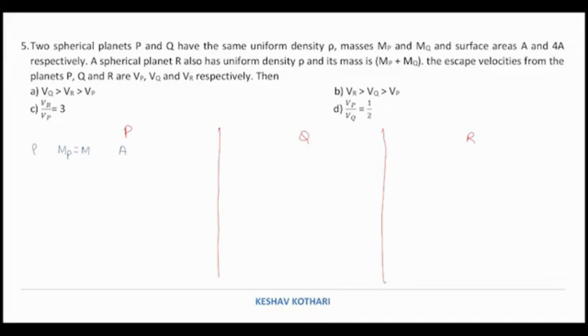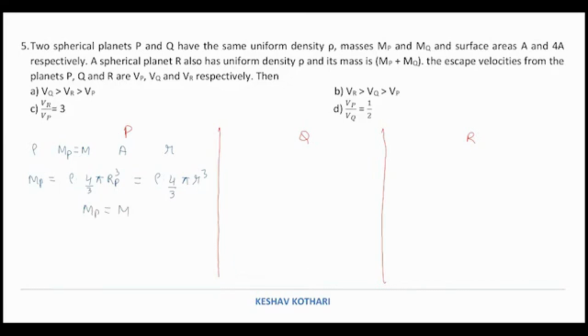So from here I can say that the mass of the planet can be written as density into volume. So density into 4 by 3 pi radius of P cube. If I take the radius as r, it should not be confused with the capital R, so let us take small r over here. So I can write that the mass of planet P is rho into 4 by 3 pi r cube, and this entire parameter I am writing as say m.